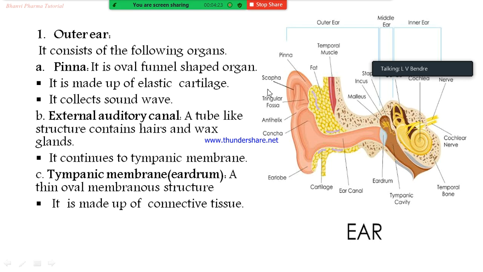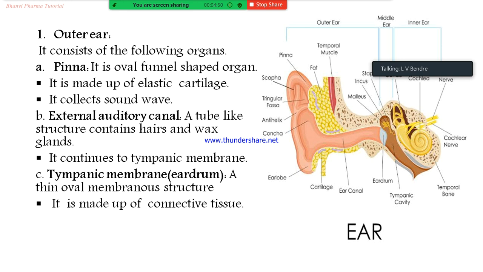It is an oval, funnel-shaped organ. It is made up of elastic cartilage. The pinna is oval in shape, funnel-shaped, like the funnel you see in the lab. It is a funnel-shaped organ made up of elastic cartilage.